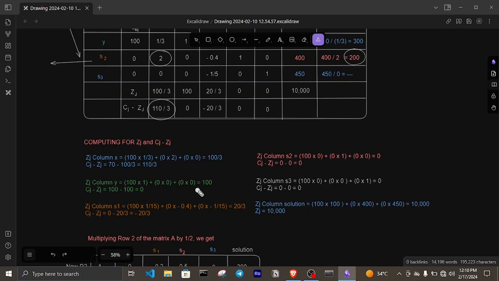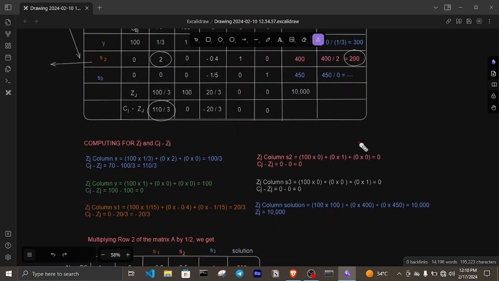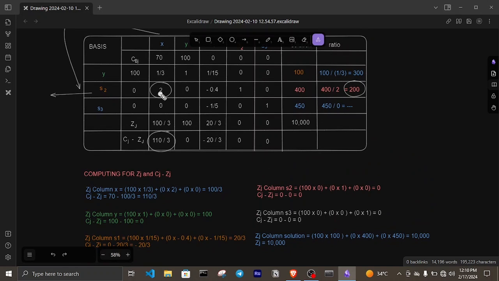Then for S2, the same thing. I do 100 times 0 plus 0 times 1 plus 0 times 0. That gives me 0. And 0 minus 0 is 0. On S3, 100 times 0 plus 0 times 0 plus 0 times 1. That gives me 0. And 0 minus 0 is also 0. Then at the solution part, I have 100 times 100 plus 0 times 400 plus 0 times 450. That gives me 10,000. Alright.